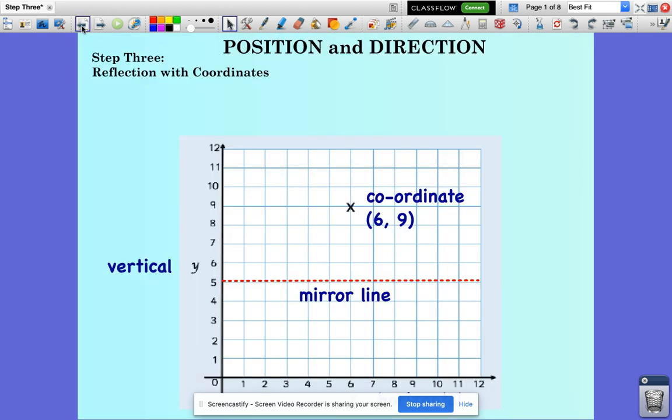Okay, so we're going to look at position and direction, and we're looking at step 3, reflection with coordinates. It's carrying on from yesterday's work, which was just based on reflection. Now we're going to think about coordinates as well. Here's, just to remind you, our grid. We've got the x-axis and the y-axis. This is our mirror line, and coordinate x is plotted at the coordinate 6, 9.